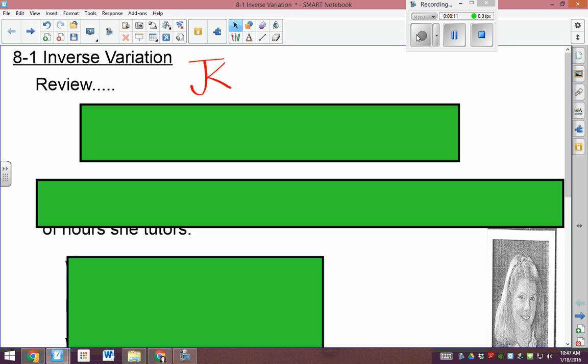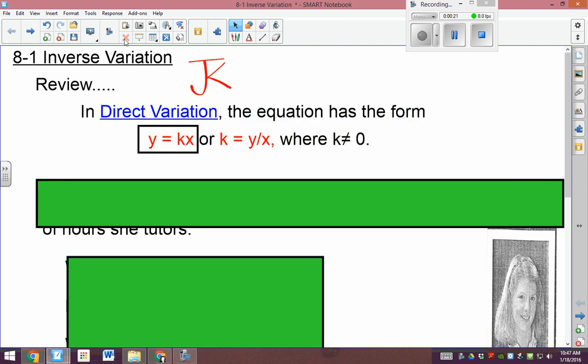This is fun stuff. Okay, you learned back in the day about direct variation, so let's review a little bit about that. Before we get into that, inverse. Right, inverse is where we're headed, but direct has to be a little review first.